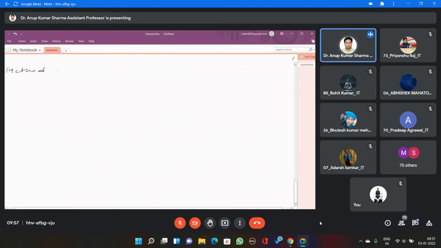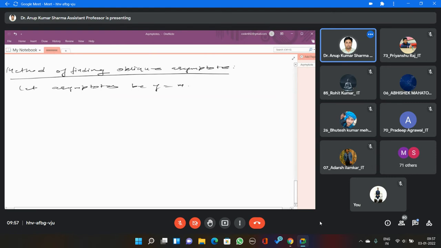Method of finding oblique asymptotes. So for oblique asymptotes, obviously we have to assume the equation of the asymptote. So let the asymptote be y is equal to mx plus c.